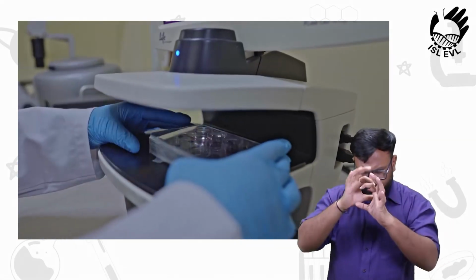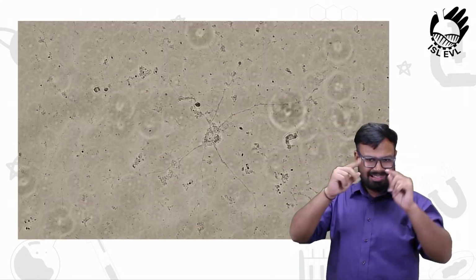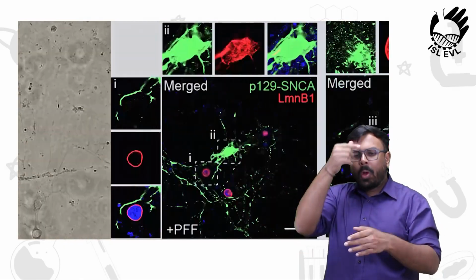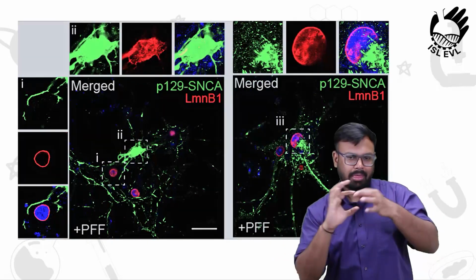derived pluripotent stem cells. What we have shown here is that this aggregate interacts with the nuclear envelope and destroys the nuclear lamina, and that is one of the main causes of the disease. So this nuclear lamina injury makes the neuron susceptible to various kinds of stresses.